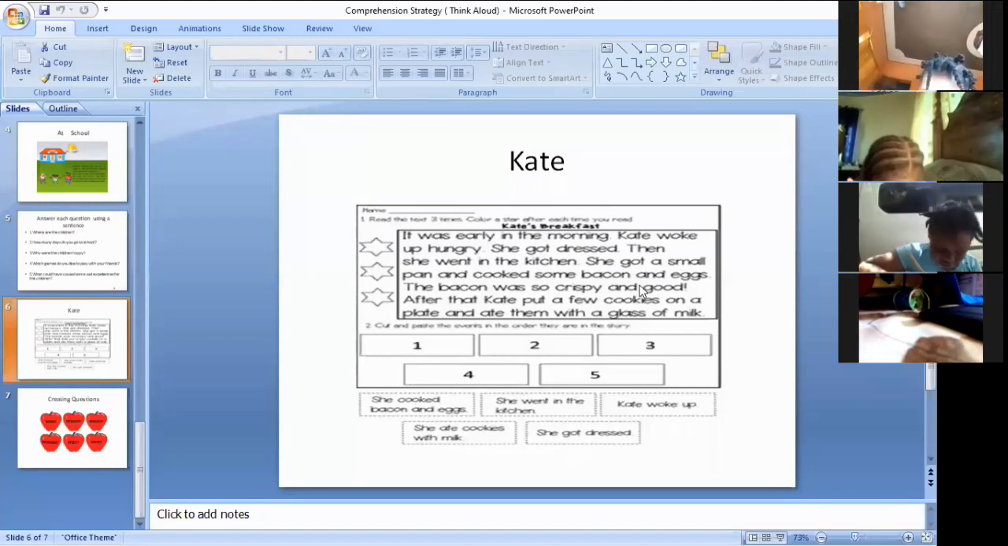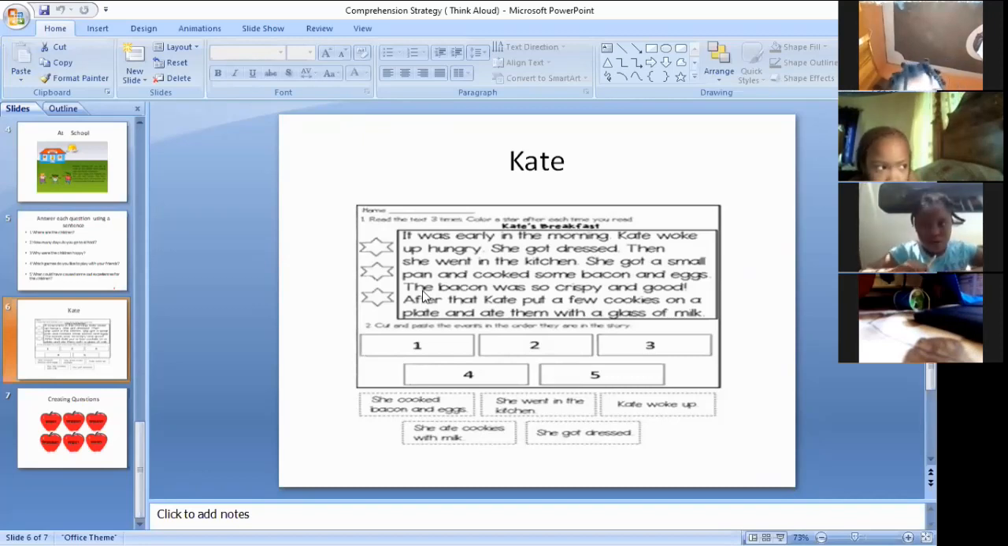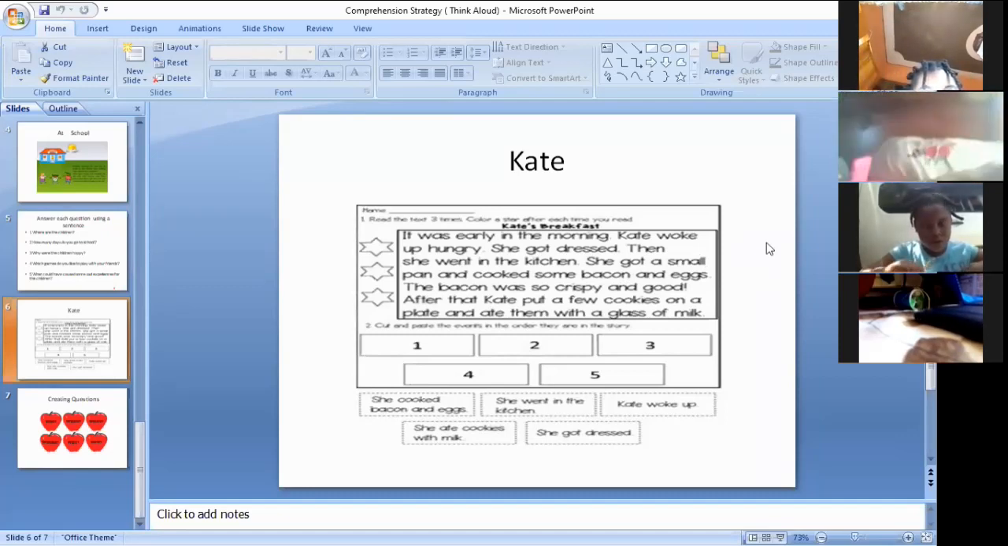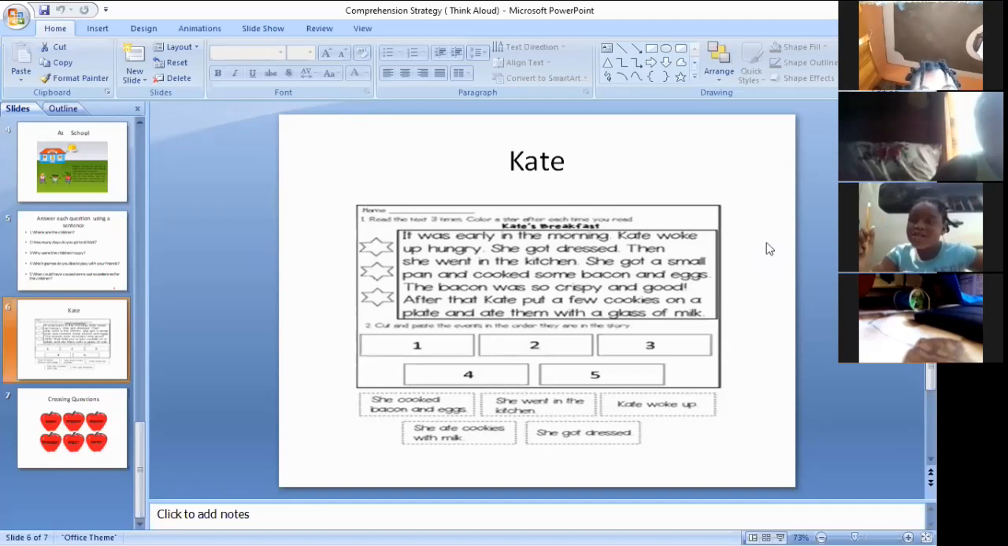All right, so that moves us to number 5 now. Number 5 question starts with how. Look at that sentence and create a question with how. The bacon was so crispy and good. Make a question with how. Miss, how was breakfast? How was the breakfast? Okay, very good. Anybody else with anything else?